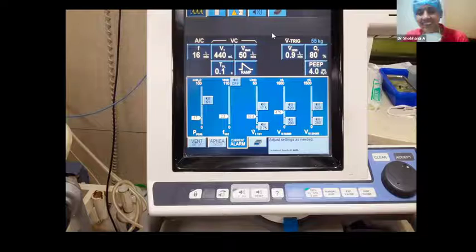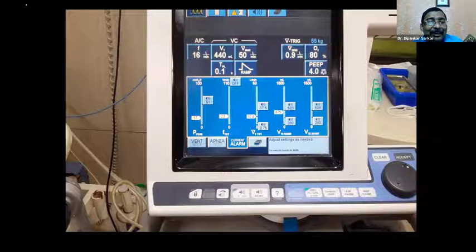There are a few answers. Two of them have said they will connect it to that. Let's say 6, 7, 8, 9, 10. Brilliant. Arrange a new tube. Absolutely brilliant. Manual AMBU. The person who has told manual AMBU, okay. That's fine.